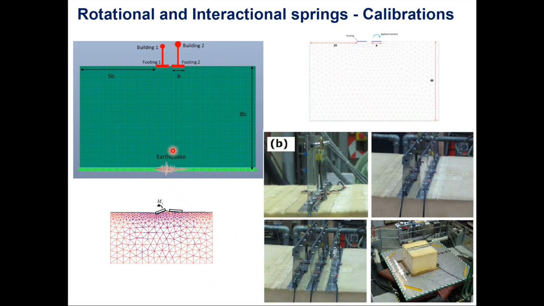One limitation of this experimental part is that we use a foam. It's not a real soil. And the problem is, if you use a real soil, the idea is to compare the response of the first building and then the response of the first building when you have the second building next to it.